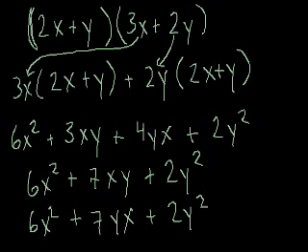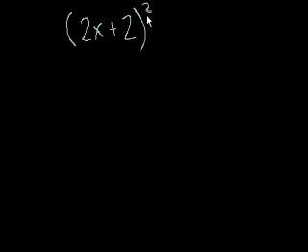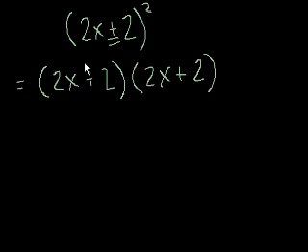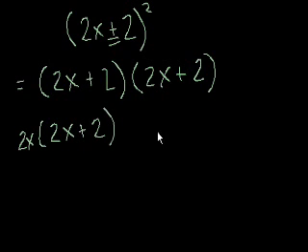Let's do one more real fast. Let's do 2x plus 2 squared. Well, you might be tempted to just square each of these terms, but you've got to be careful because you have this x here. So it actually turns out that this is equal to 2x plus 2 times 2x plus 2, right? Any number squared is just that number times itself. So any expression, like 2x plus 2 squared, is just that expression times itself. And now this is the same thing as 2x times 2x plus 2 plus 2 times 2x plus 2.